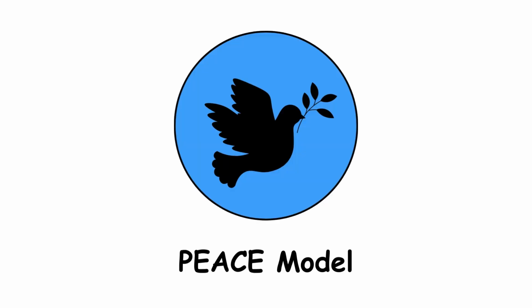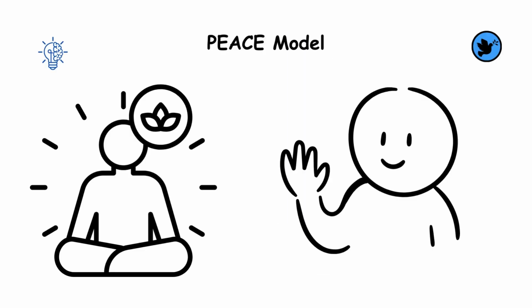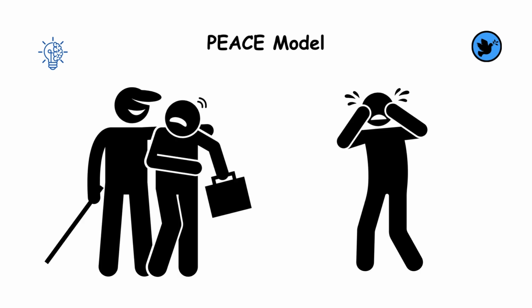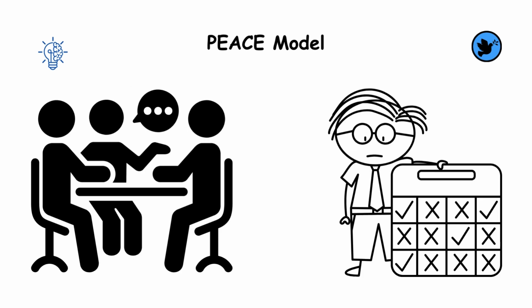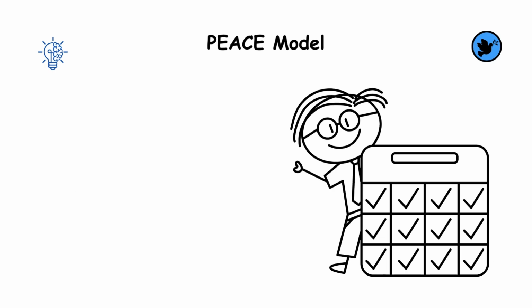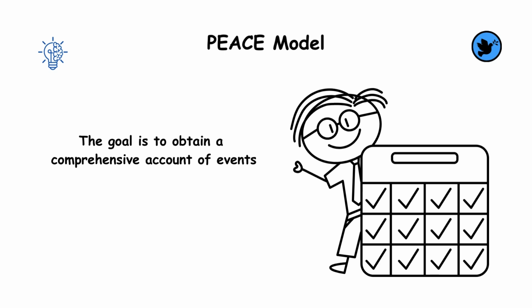PEACE model. The PEACE technique is a 5-stage process designed to avoid coercion and reduce false confessions. It promotes a dialogue where the suspect can freely provide their account before presenting any evidence of inconsistencies. The goal is to obtain a comprehensive account of events, not just a confession.